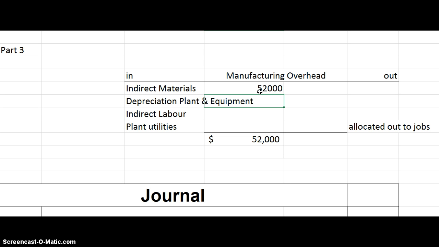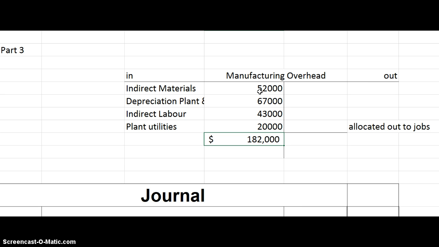In our depreciation on plant and equipment, holy smokes, we estimated $65,000. It was actually $67,000. Yikes, this isn't looking good because we're incurring a lot more costs than we originally anticipated. Our indirect manufacturing labor, we thought we were going to use $40,000. It was actually $43,000. And finally, those plant utilities, $20,000 instead of the $18,000 we anticipated.